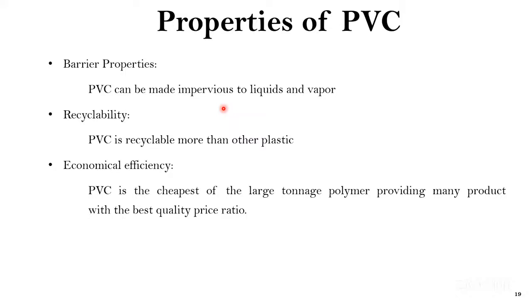Then next is recyclability. PVC is more recyclable than other plastics. It can be recycled, but only by mechanical recycling. Recycling has many kinds of processes: chemical recycling, mechanical recycling, hydrocracking, different types of recycling processes are there. PVC generally goes for mechanical recycling. They just crush it and form it again. You can use this PVC again.